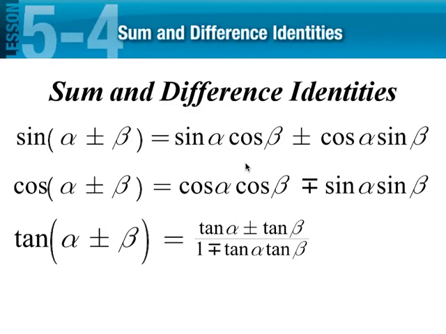Today, these are the sum and difference identities, and you're going to notice there are 6 different identities. You only wrote down 3, but each one of those contains 2. And so you're probably wondering, what do these plus and minuses mean? What does all this mean?